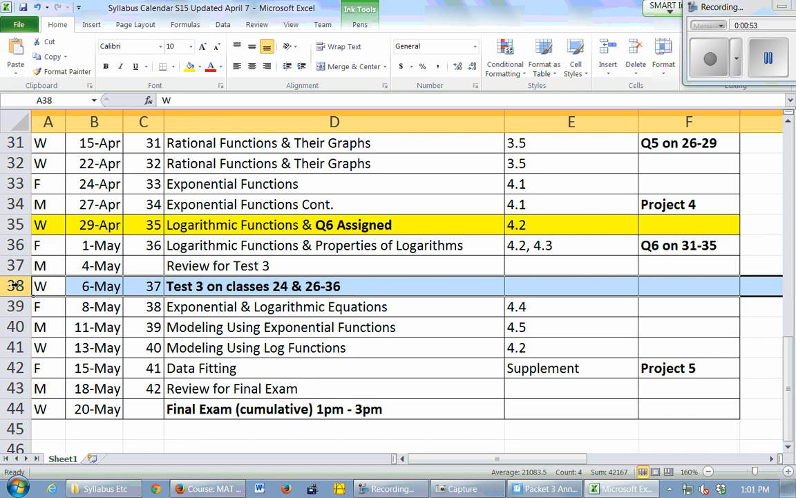And then that will be our last thing other than project 5 and the final exam. And project 5 is really just a review for the final exam.